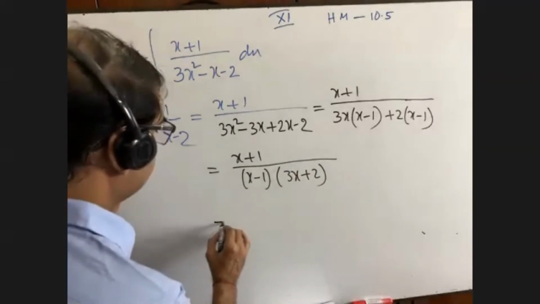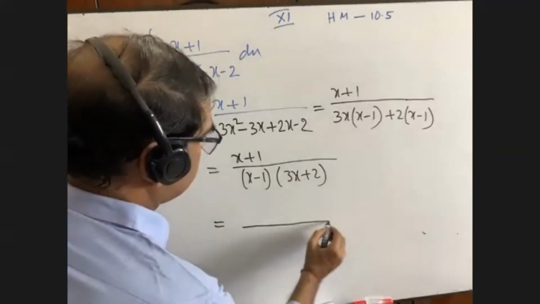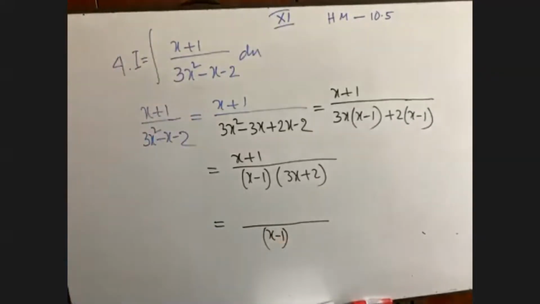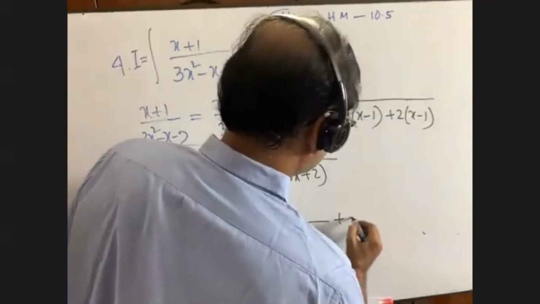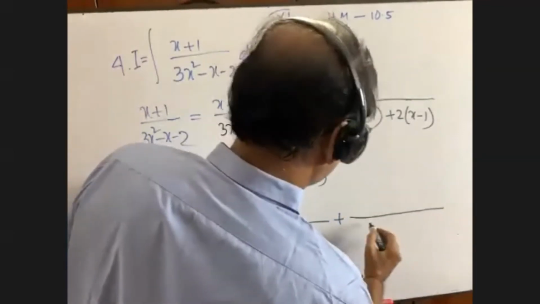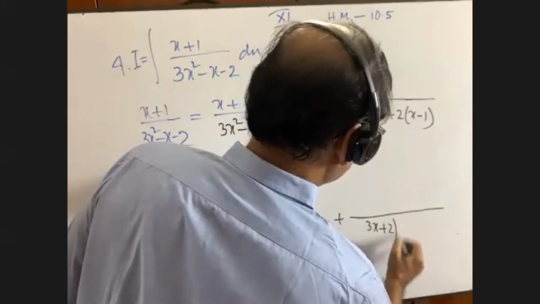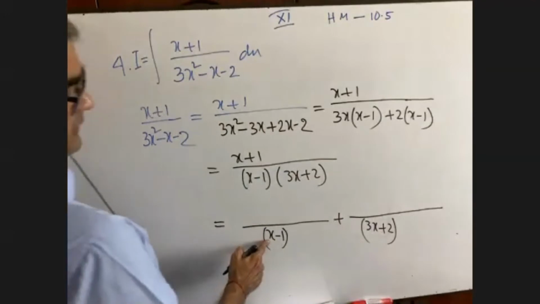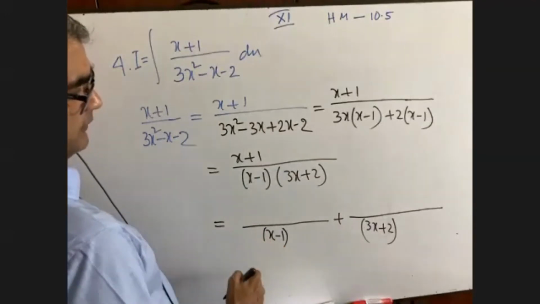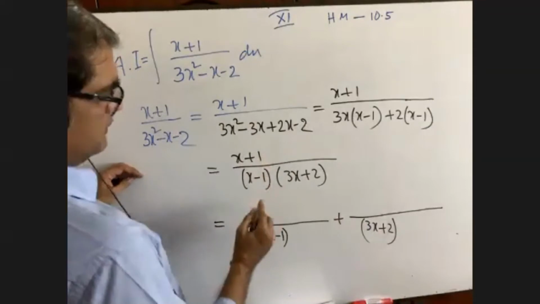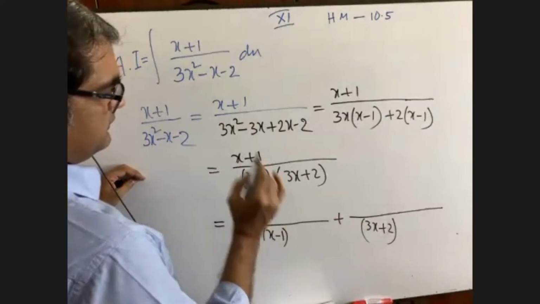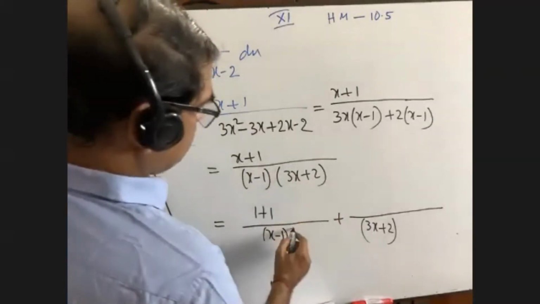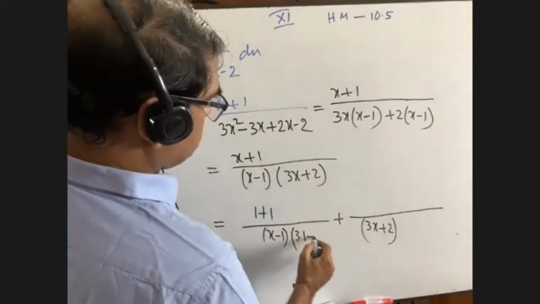Yes, sir. That is what we are getting. You see what I am going to do. It is x minus 1. Write down just x minus 1. Then write down plus 3x plus 2. Now let me know what is the value of x here. 1. So you put 1, 1 plus 1. Here write down 3 into 1 plus 2.